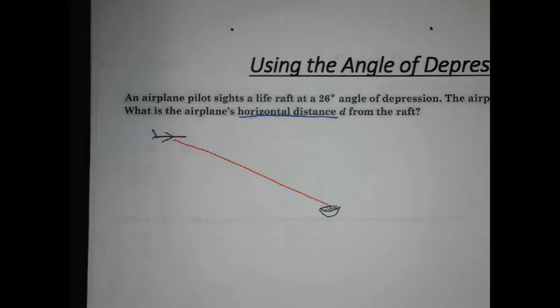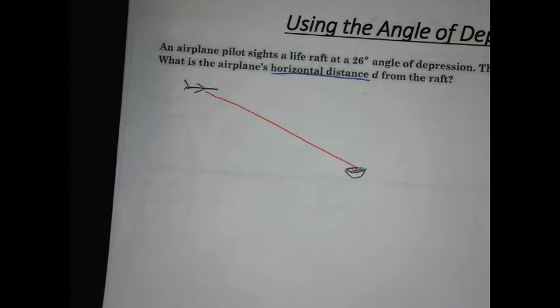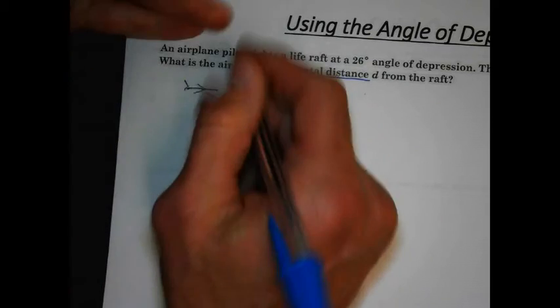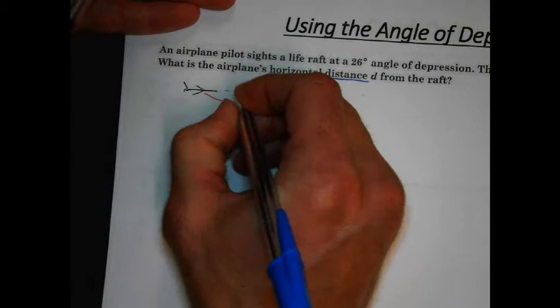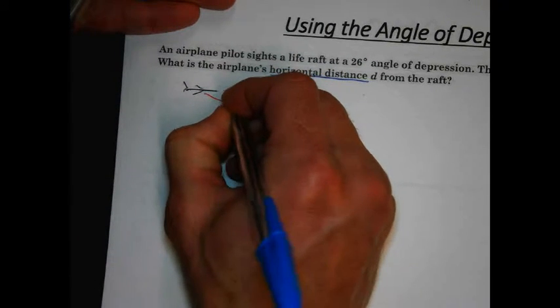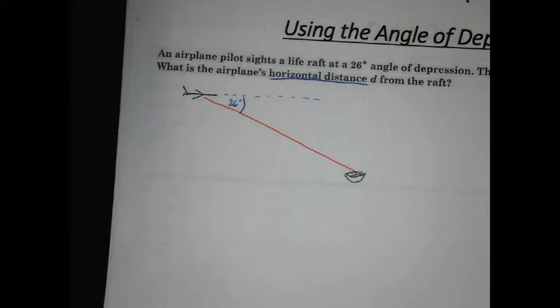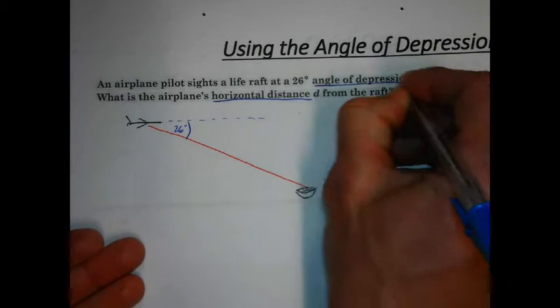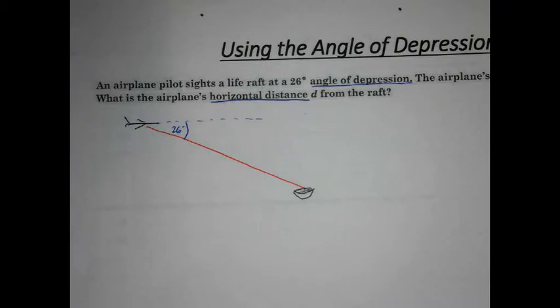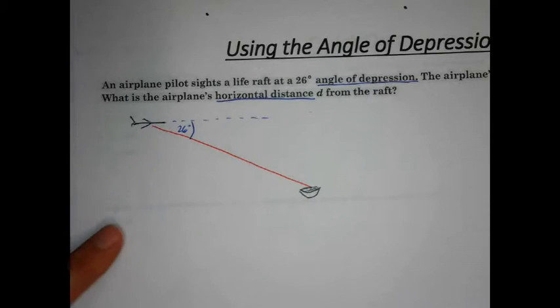At a 26-degree angle of depression. So what does that mean? That means the angle of depression, folks, is, remember the original note, the angle of depression is up here. That's our 26-degree angle of depression. So we have to remember the vocabulary from our first video. And if that was confusing, make sure you go watch video number 1. That's where we figure that out.